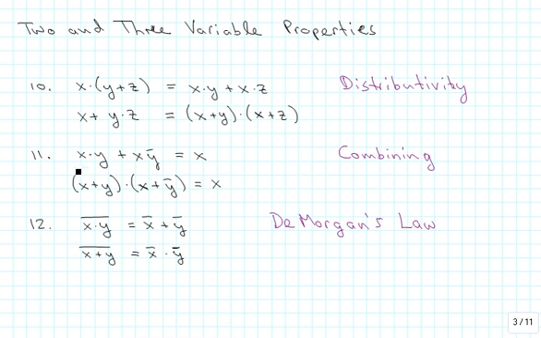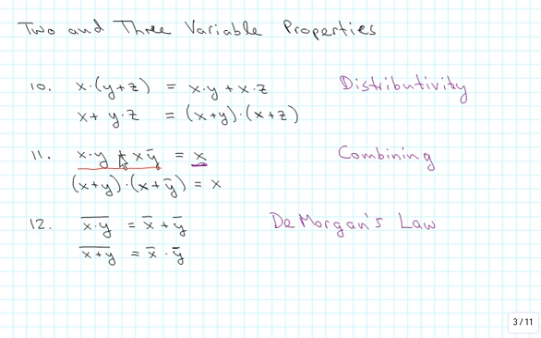Then the combining property, (x and y) or (x and y naught) is equal to x, and (x or y) and (x or y naught) is also equal to x. This property of combining is going to be important for minimizing the cost of logic functions or logic expressions. You can see that on the left we have two minterms, x and y, or x and y not. On the right, we just have a single term.